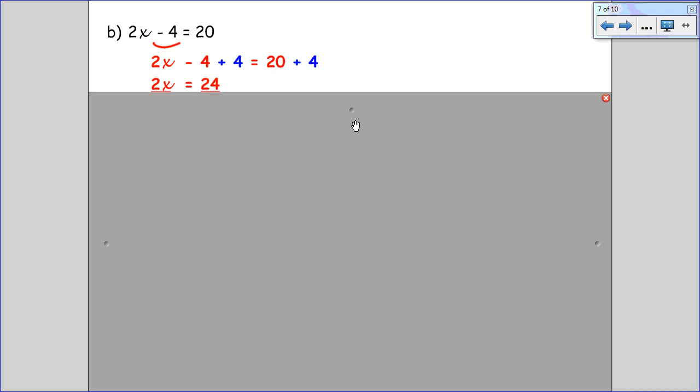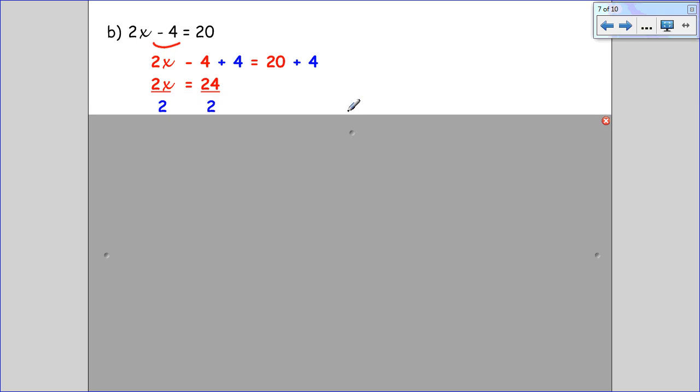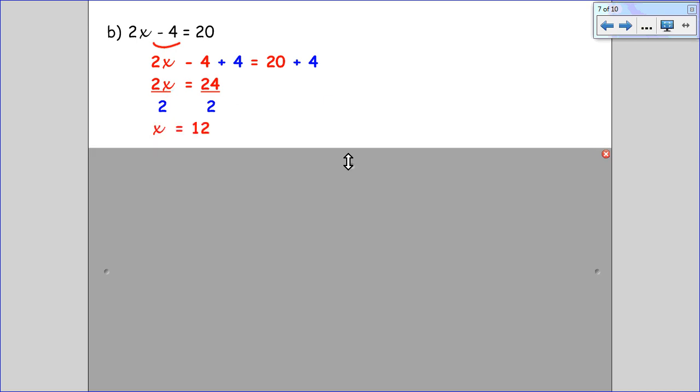I've got two x's. I want to share it all equally between each x. So I have to take 24, and I'm sharing it with two x's, 24 divided by 2. Or I think about the fact that this is just multiplication, and in order to get rid of a multiply by 2, I need to divide by 2. And x is 12.